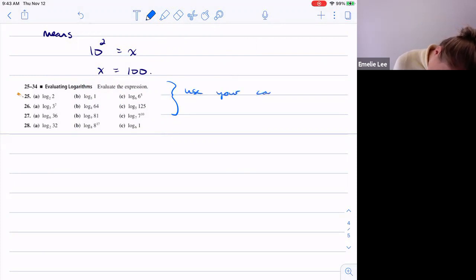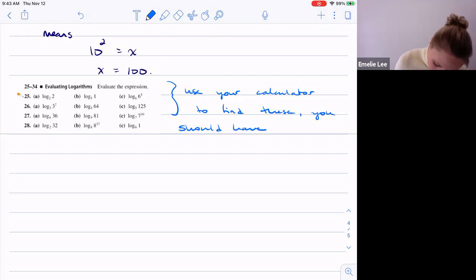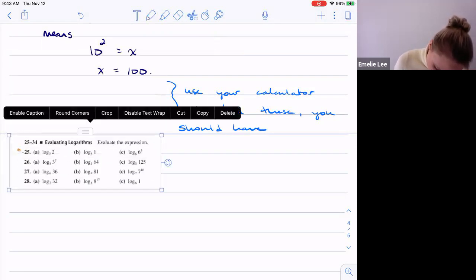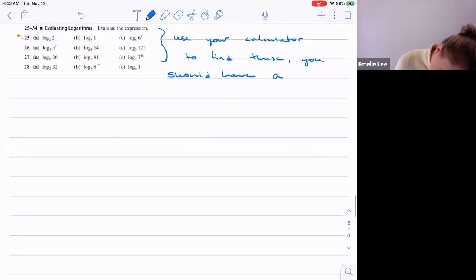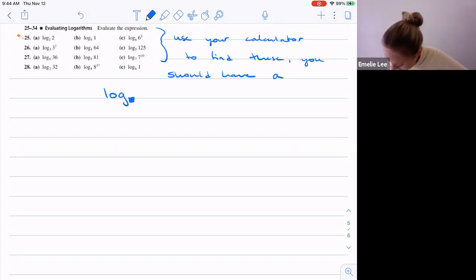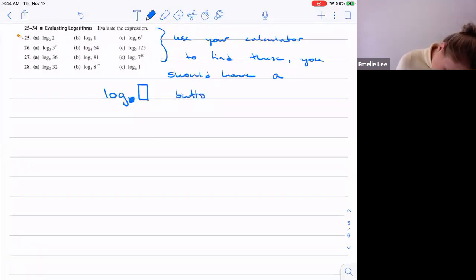Use your calculator to find these. You should have, I'll put it on the next page, a log with an empty base and an empty entry button, which lets you put in any base and any entry. I'll try to copy it like it's shown on my calculator here.